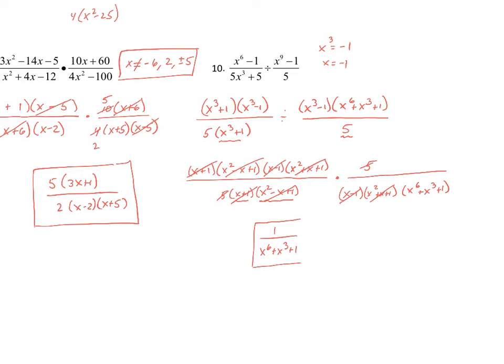Now, you guys should be yelling at me right now, okay? When I flipped, I forgot to consider this restriction, and so we have an additional restriction that says x cannot take on a value of positive 1. Okay, so make sure we always consider whenever we have a division problem and we flip, we have to consider all restrictions. So therefore, final answer 1 over x to the 6th plus x to the 3rd plus 1, with the understanding that x cannot take on a value of positive or negative 1.